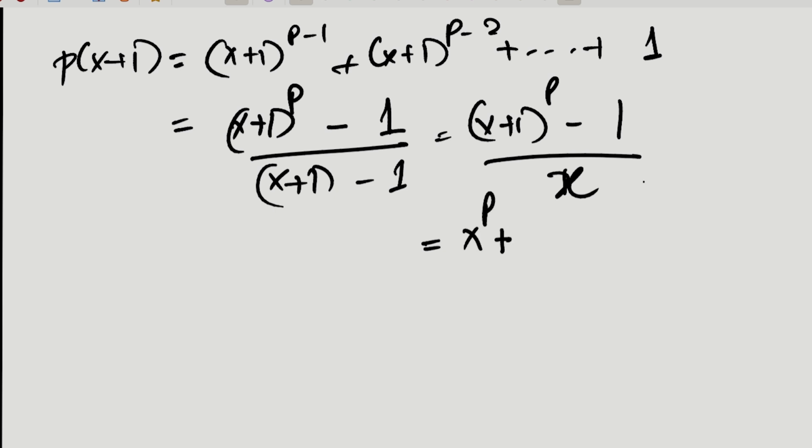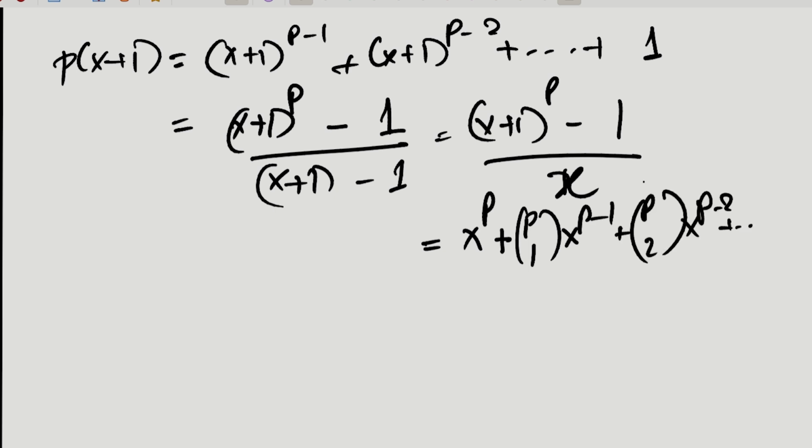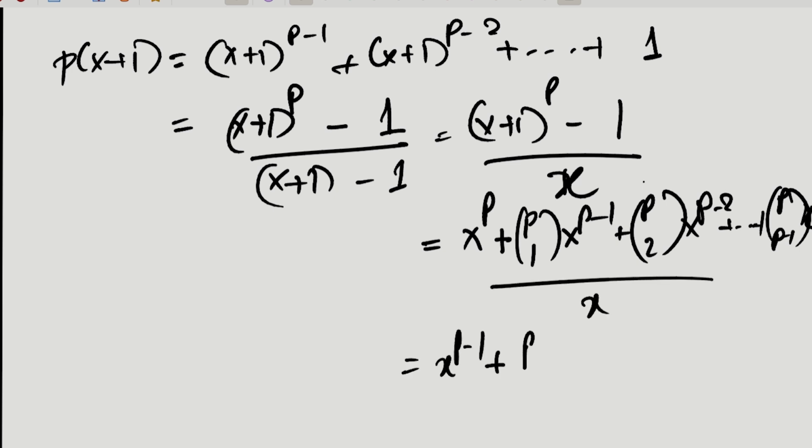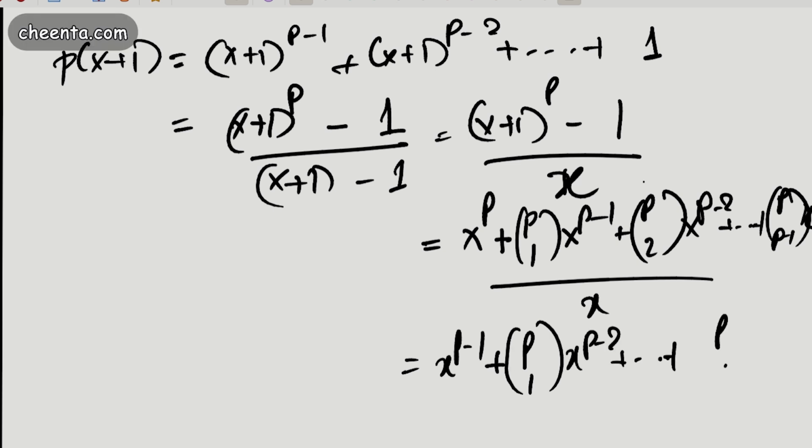This is x to the p plus p choose 1, x to the p minus 1, plus p choose 2, x to the p minus 2, all the way up to 1. But there's a minus 1, so that dies. This is just p choose p minus 1, x, divided by x. So this is just nice: x to the p minus 1 plus p choose 1, x to the p minus 2, all the way up to p choose p minus 1.